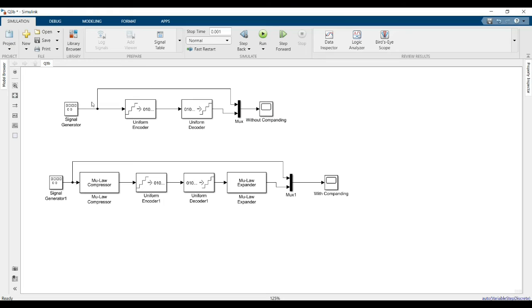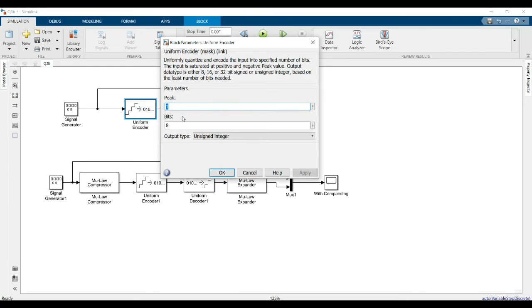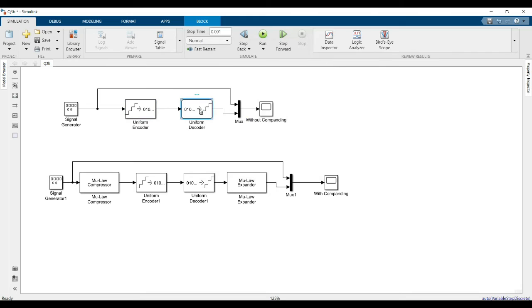Now we will do the Simulink for question 2. First we generate a 2 kHz sinusoid. Then we pass the signal into our uniform encoder with 8 bits, which gives 8-bit quantizing levels, and go to our uniform decoder with 8 bits also. Then we multiplex our quantized signal with our message signal, and we can observe the signals with our scope. Here is our quantized signal without companding, and here is our quantized signal with companding.